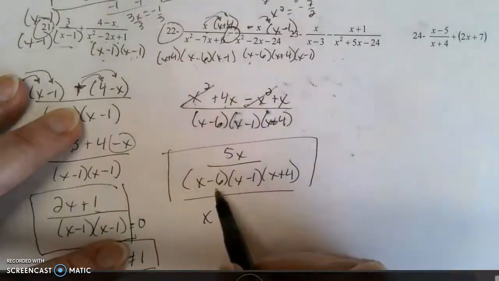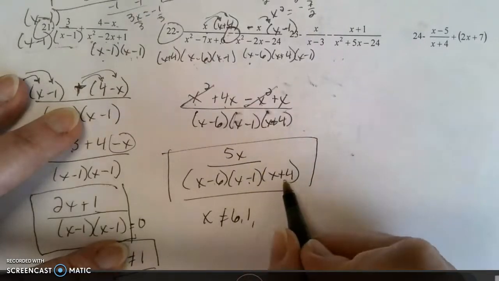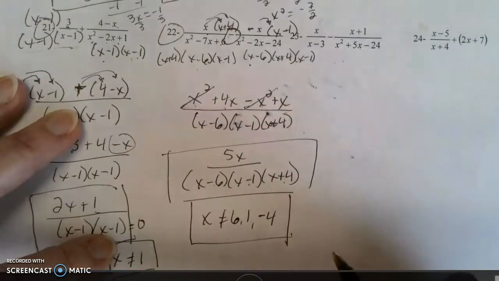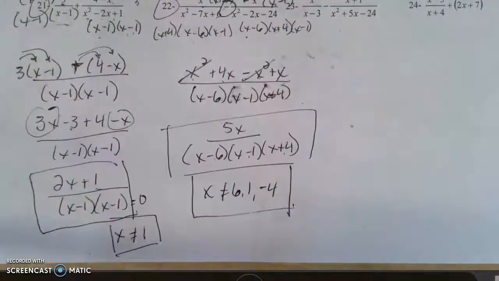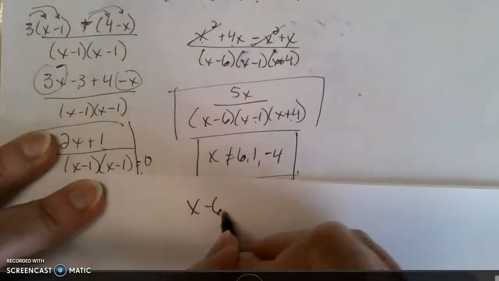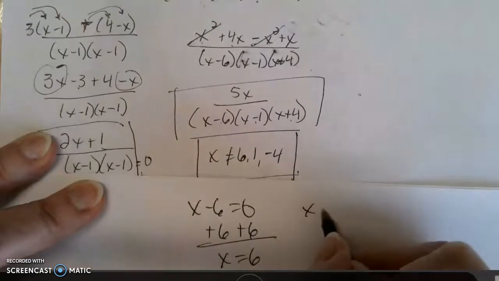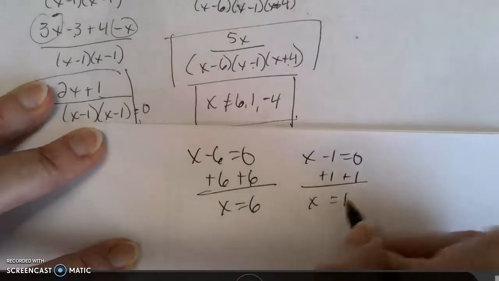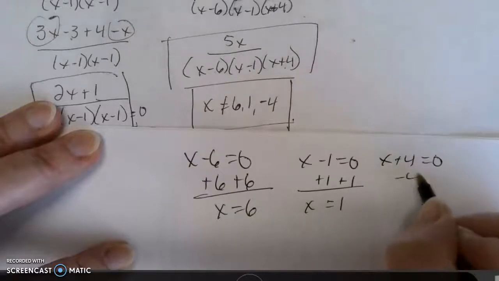The excluded values, when I set this equal to 0, I get 6. When I set this equal to 0, I get 1. When I set this equal to 0, I get a negative 4. And there's my excluded values. And if you want to see them set equal to 0, I will show it. x minus 6 equals 0. x minus 1 equals 0. And x plus 4 equals 0.